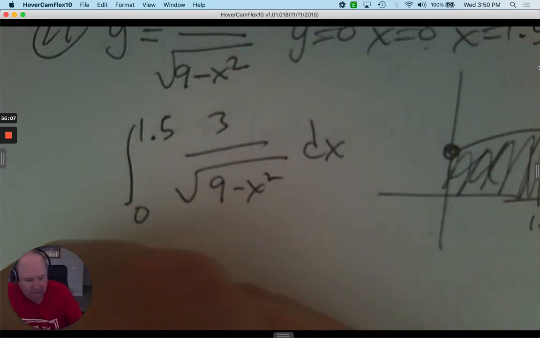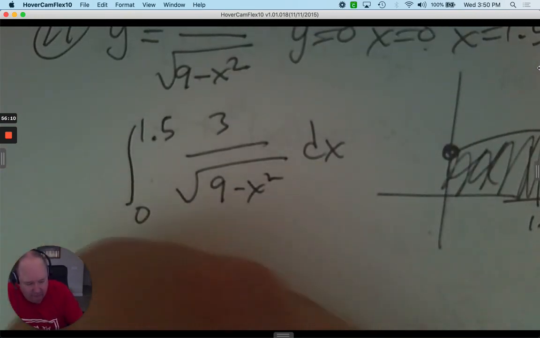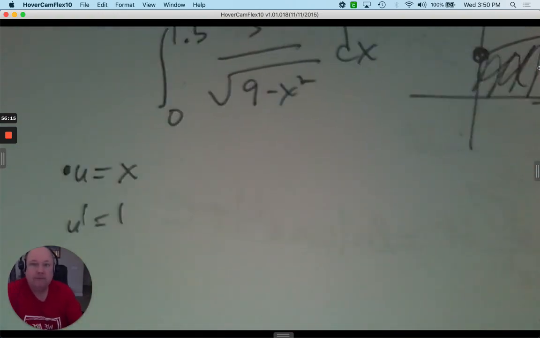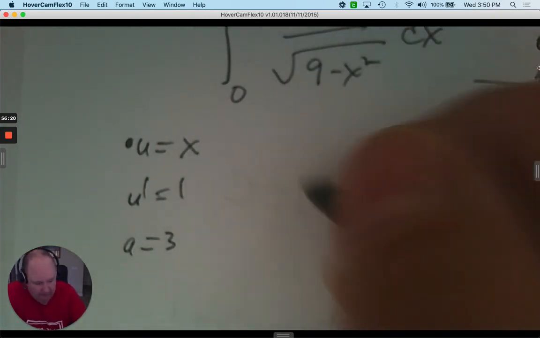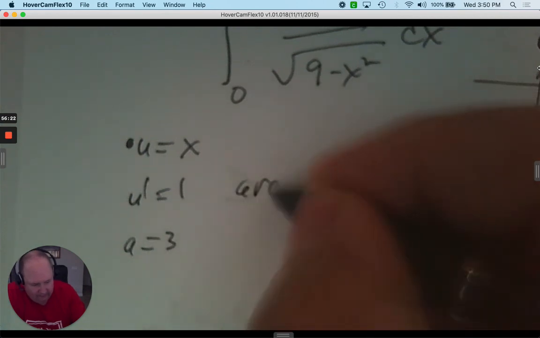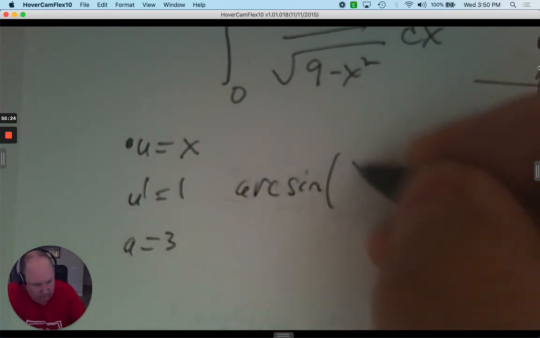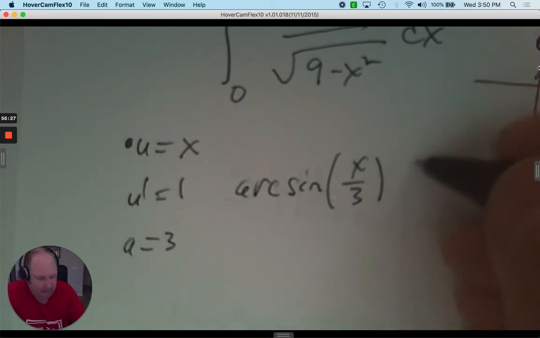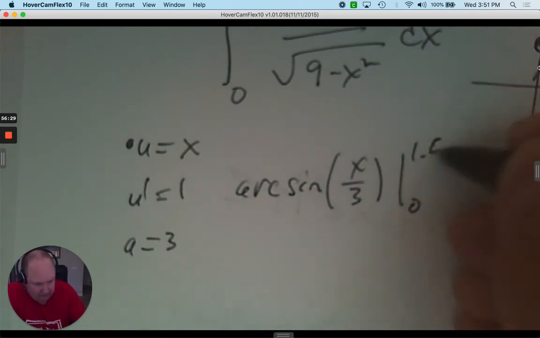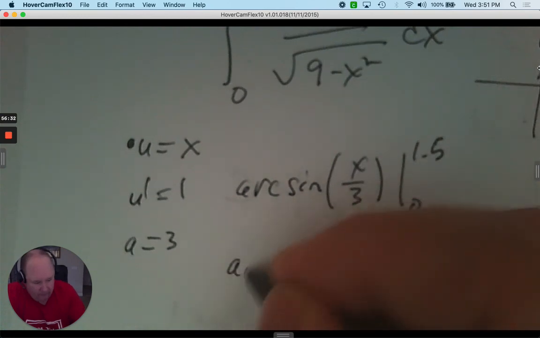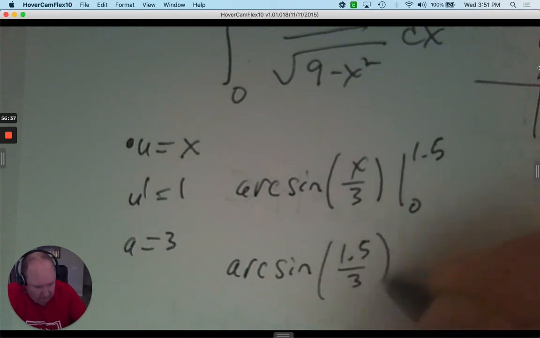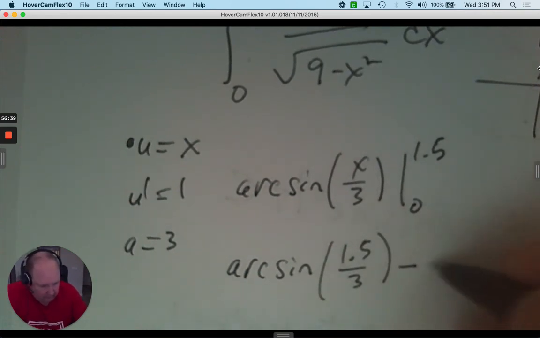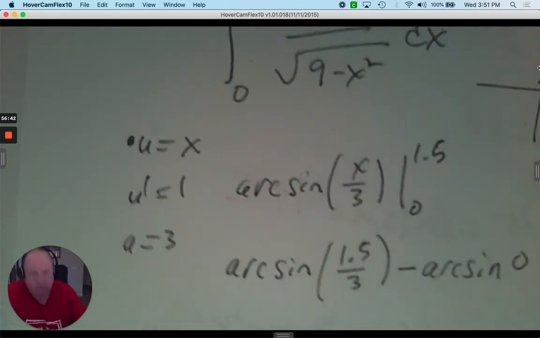So this is arc sine. U is x. U prime is 1. A is the square root of 9, which is 3. So it's arc sine of U over A, and we're integrating from 0 to 1.5. So arc sine of 1.5 over 3 minus arc sine of 0. The arc sine of 0 is 0.